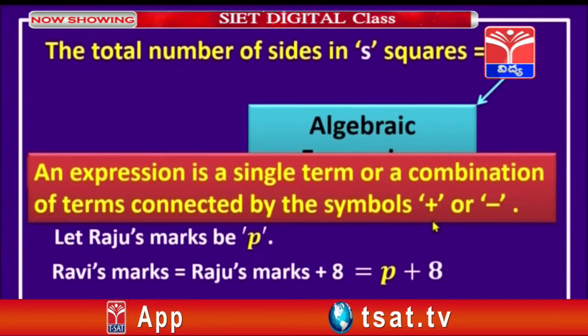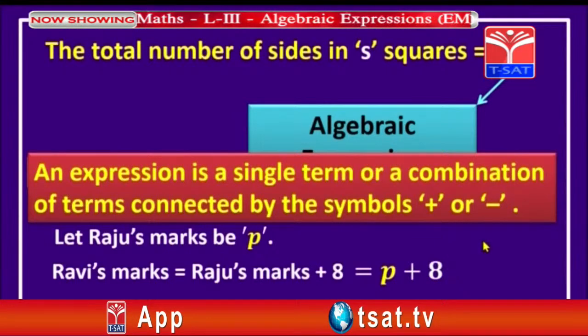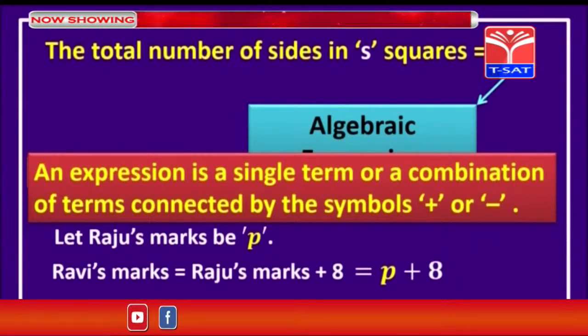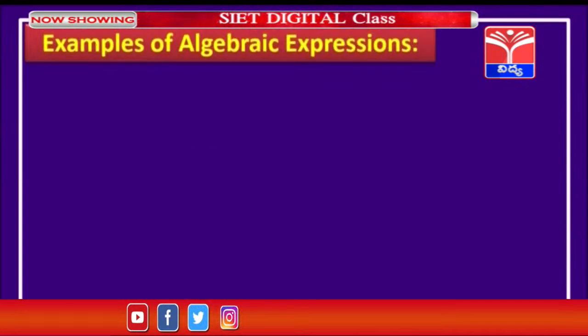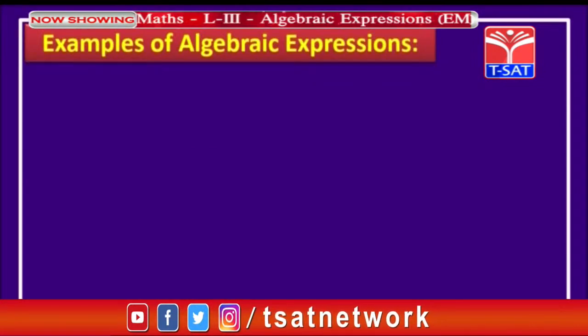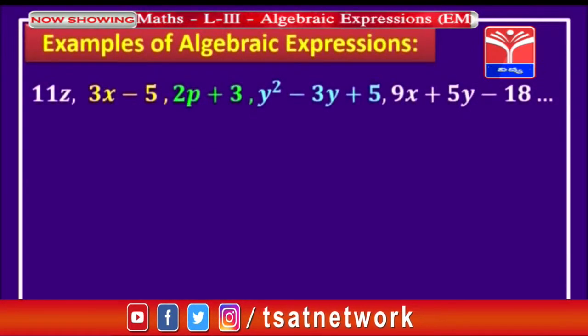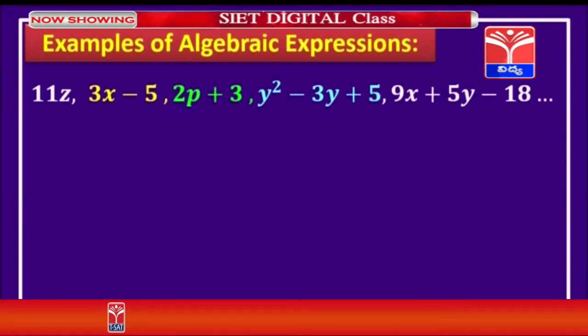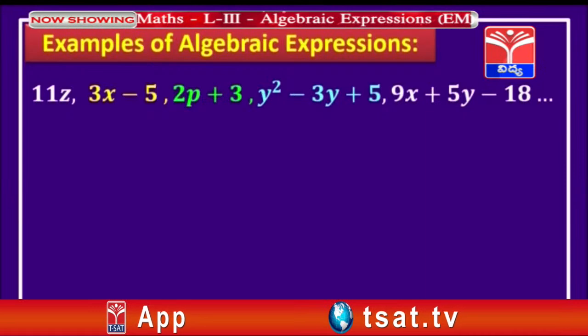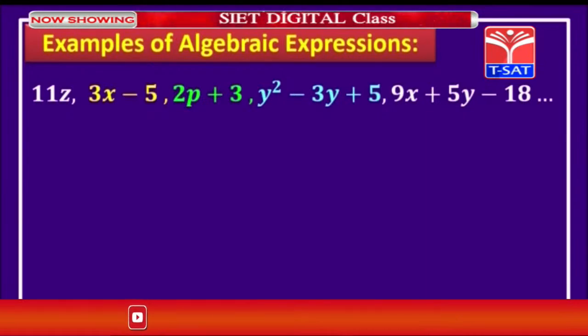So we may get either a plus sign or a minus sign. So this is the framing of the algebraic expression, children. Now let us see a few more examples of algebraic expressions, children. So 11z, 3x minus 5, 2p plus 3, y square minus 3y plus y, 9x plus 5y minus 18. So these are all examples of algebraic expressions.